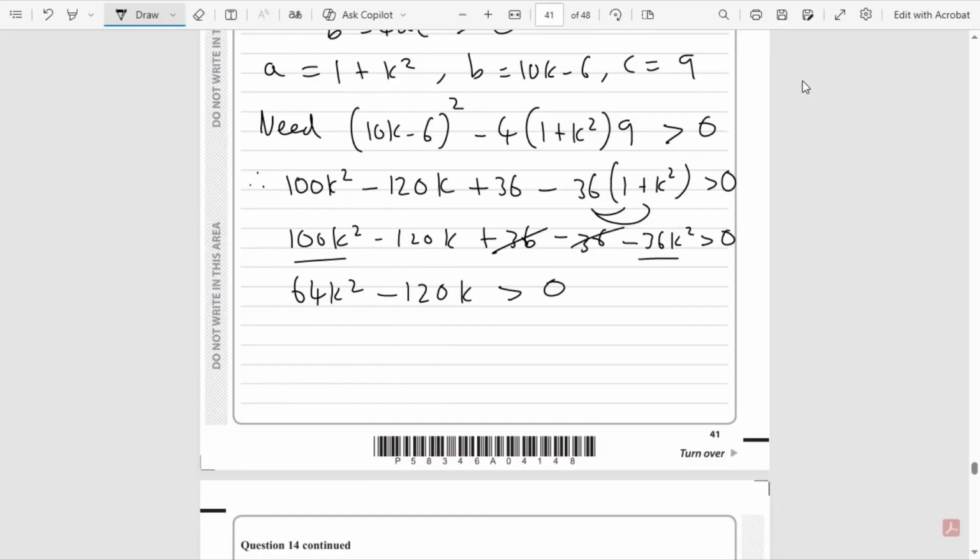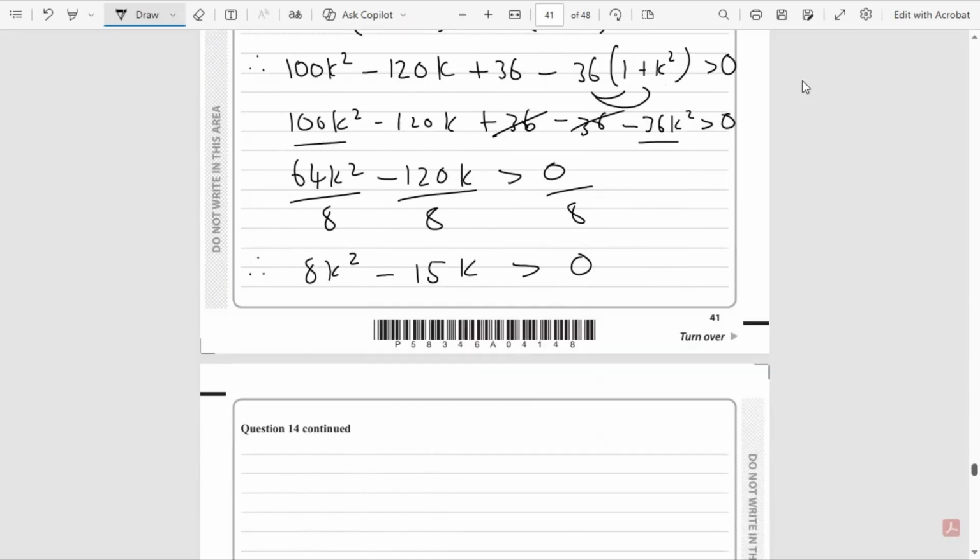Now, I know that the number 8 goes into both of those coefficients, 64 and 120. So 64 divided by 8 would give me 8. I'm just going to divide the inequality by 8 here, like so. So you get an 8k squared there, and then 120 divided by 8 is 15. Okay, so we've got minus 15k is greater than 0. So what we can do now is just factorize the quadratic inequality. So factorize out the k, and then we have k times (8k minus 15) is greater than 0.